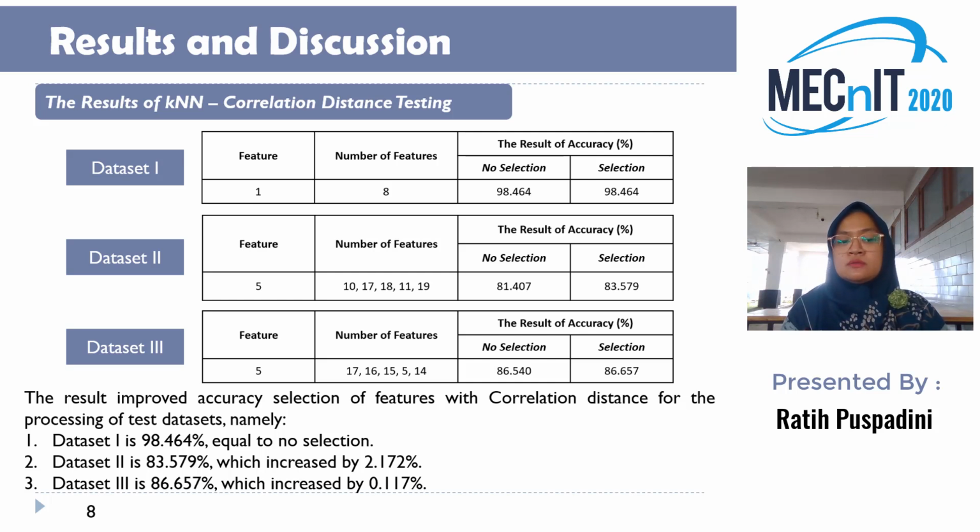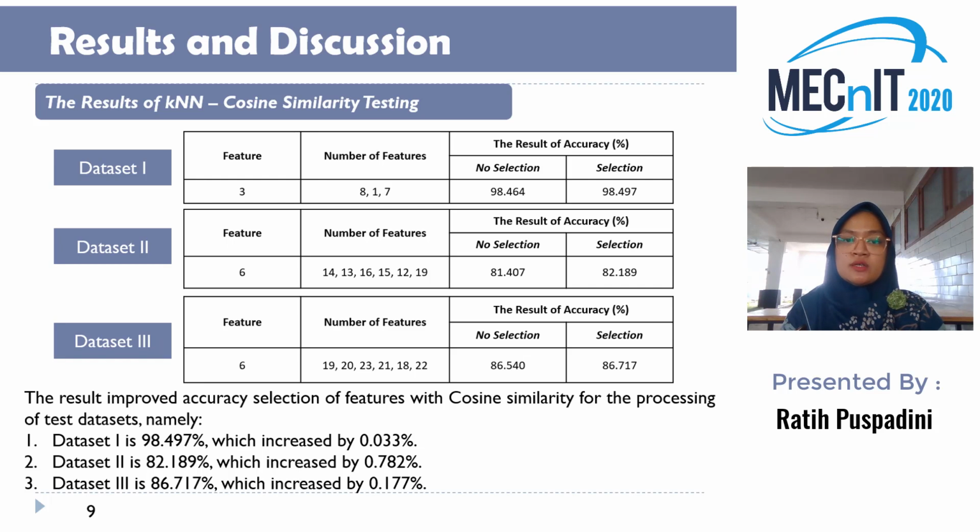in the table. The results improve accuracy selection of feature with correlation distance for the processing of test datasets, namely, dataset 1 is 98.508%, 0.464% equal to no selection. Dataset 2 is 83.579%, which increased by 2.172%. Dataset 3 is 86.657%, which increased by 0.117%.